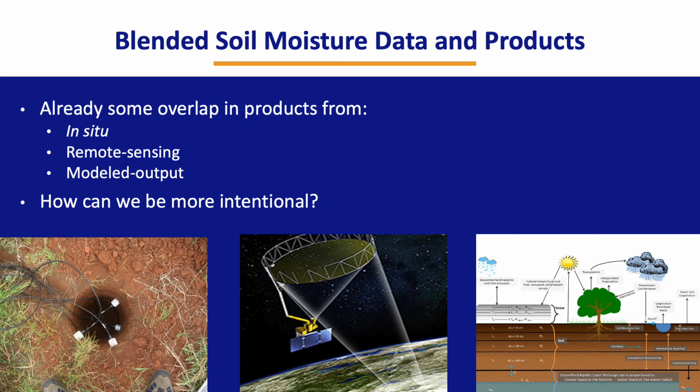So that's a quick overview of modeled soil moisture data and products. And just to finish, to talk briefly about blended soil moisture data and products, which would blend all three legs of our stool to provide our soil moisture information system. As you can probably infer from what I've talked about, there's already some overlap in products where our modeled output is using data assimilation and other techniques to bring in observational data. And in addition, remote sensing data, in many cases satellite outputs, are fed to models to smooth, etc.